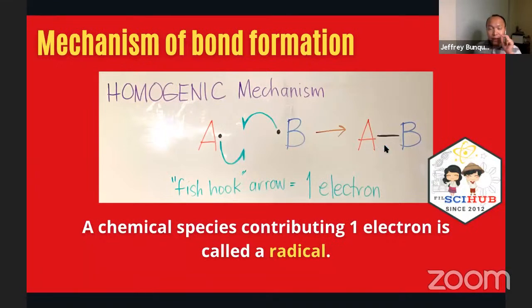So again, tandaan nyo po yan, fishhook. That's how you represent single electrons moving during an organic reaction mechanism. So yan po yung papakatandaan po natin. And we call each of these species which has an unpaired electron a radical. So this is like a radical type mechanism for covalent bond formation.